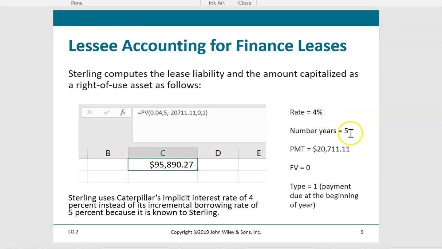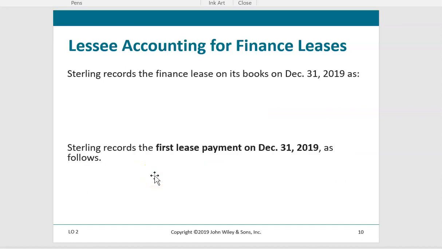The lease term is 5 years, so we have the number of years 5. We know what the lease payment is, $20,711. There's no residual value guarantee, so our future value from Sterling's perspective is 0. There's no value at the end of this lease. And we need to put type as 1 because payment is due at the beginning of the year. So we get a present value of the lease asset and liability, $95,890.